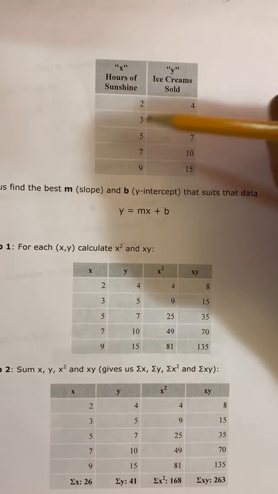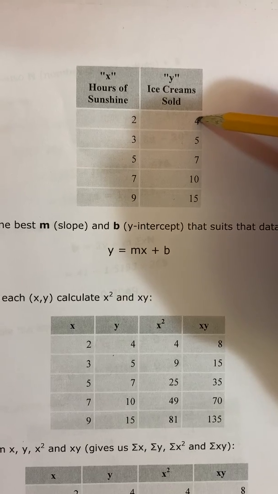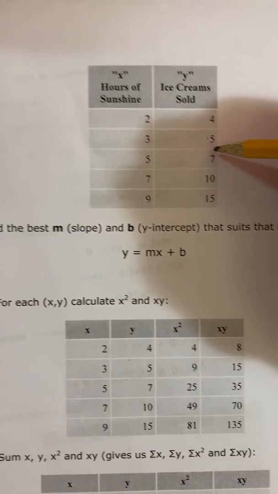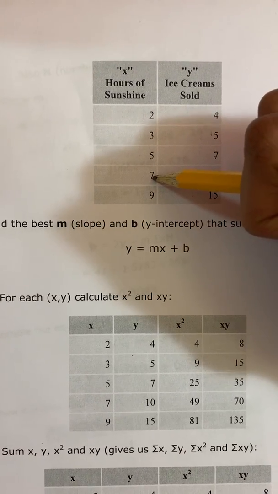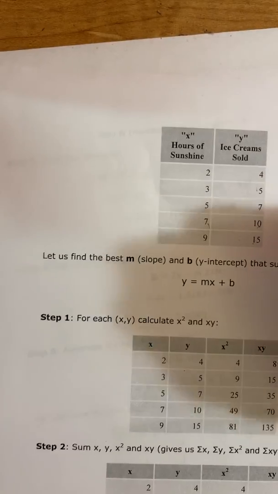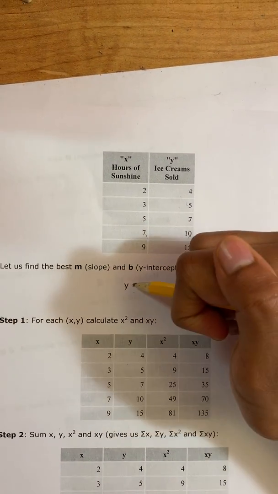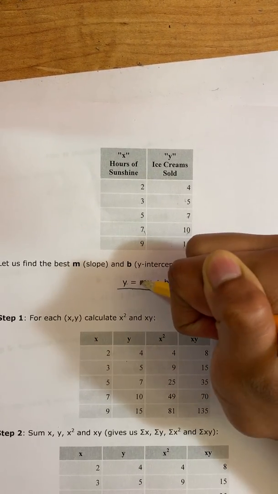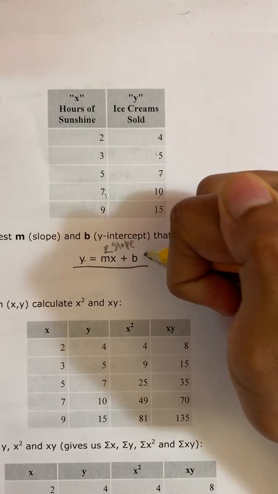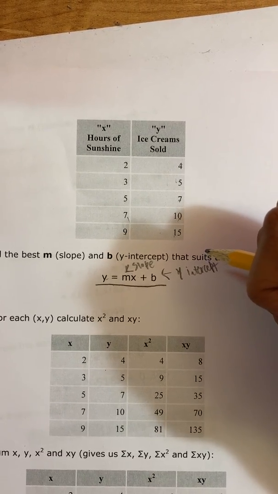Right here, x is the hours of sunshine, y is the ice cream sold. That means for 2 hours of sunshine, 4 ice creams are sold. For 3 hours, 5 ice creams. For 5 hours, 7 ice creams. For 7 hours, 10 ice creams. For 9 hours, 15 ice creams. Let us find the slope and y-intercept that suits that data. Here's your equation: y is equal to mx plus b, where m is the slope and b is your y-intercept, similar to the slope form equation that many of you are already familiar with.